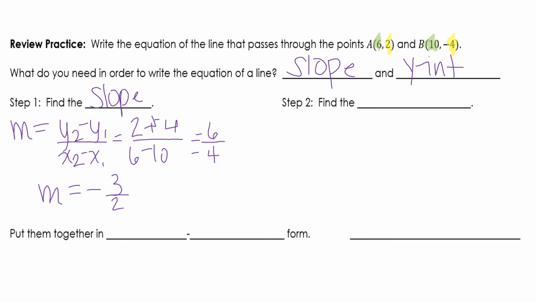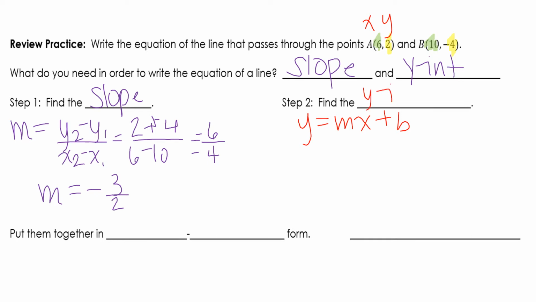Now what we can do is use the slope and one of the 2 points. It does not matter which point you choose. I'm just going to use (6, 2). That point is going to be x and y. So I'm going to use the equation y equals mx plus b, and I'm going to substitute in the coordinates, the 6 for x and the 2 for y, and the slope that I just found, -3/2, and I'm going to solve for b.